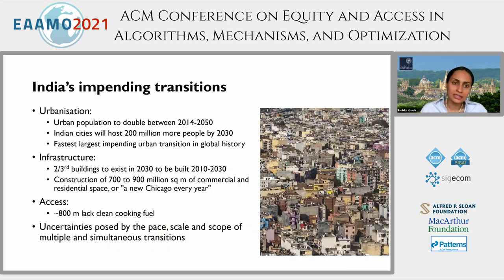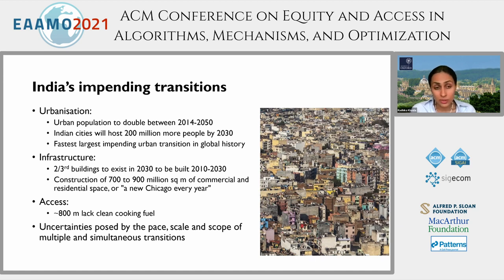So the interesting thing about the region is also that at the moment it's shaping, participating in and undergoing a number of different impending transitions. First of which is urbanization, and the largest urbanization transition in history is taking place in the country right now. So Indian cities will host 200 million more people by 2030, and the urban population is set to double by 2050.